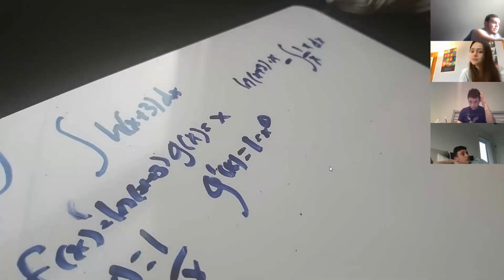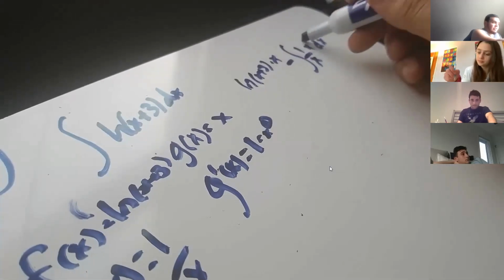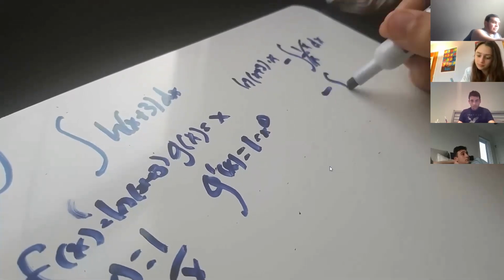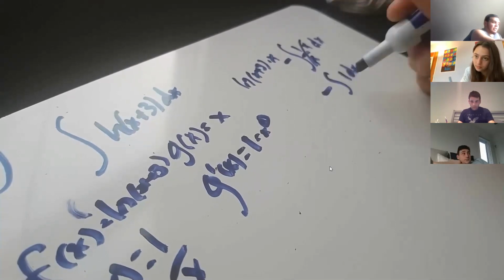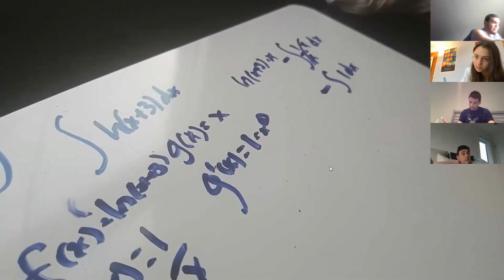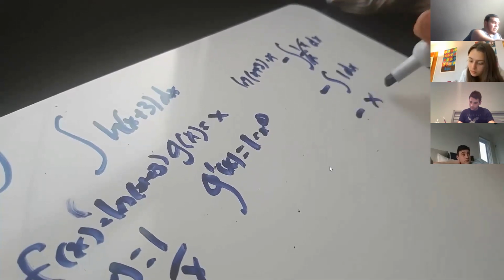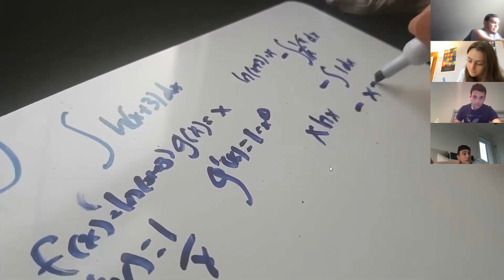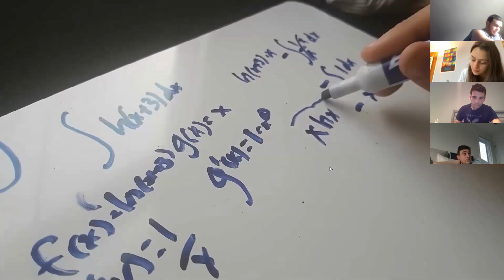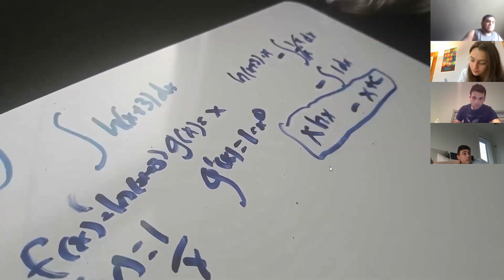Okay. All right, x on top, x on bottom, cross that out. So negative the integral of 1 dx. So the integral of negative 1 dx is just going to be x. Yeah, that's pretty simple, actually. So that is x ln x minus x plus c. Much easier than I realized, actually.